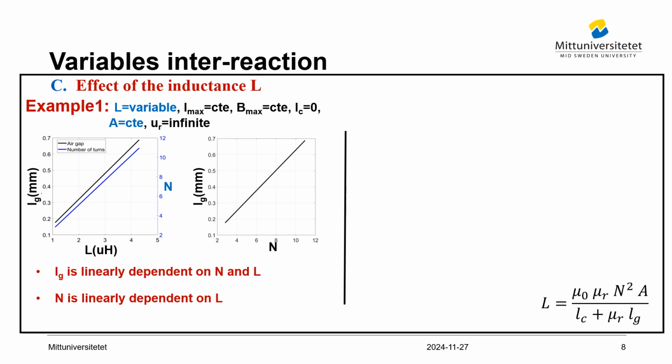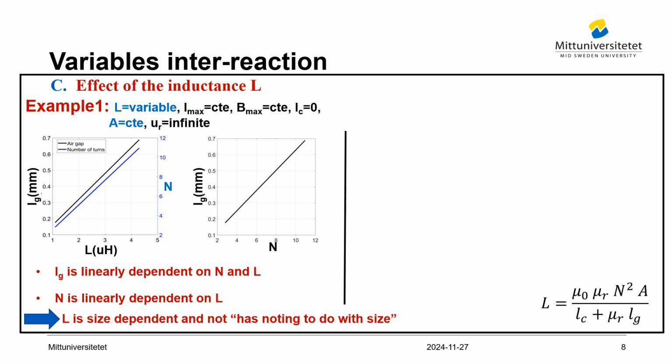And also the number of turns is linearly dependent on the inductance. If you need to increase the inductance, you have to change the number of turns as well. But if you change the number of turns, you need also to increase the air gap. In this case, we understand that the inductance can only be increased linearly. You cannot increase the inductance in a non-linear way, and this is according to the unique air gap equation.